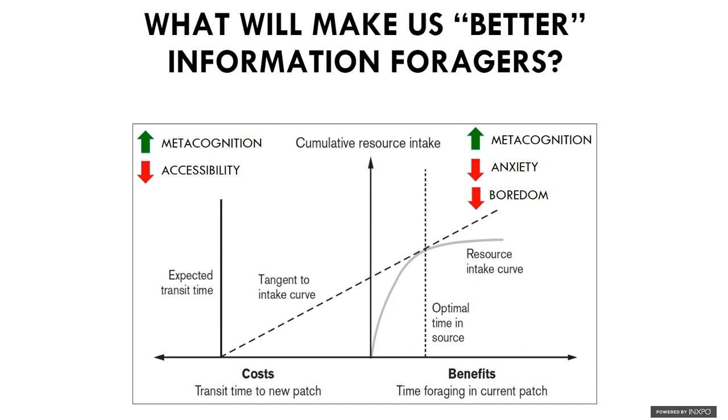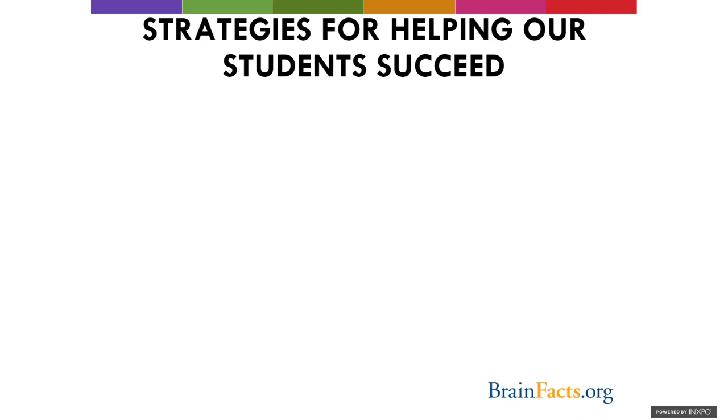So the question is, what will make us better information foragers? So on the transit time to a new patch, deciding how long it will take, we need to increase our metacognition, and we also need to decrease our accessibility of technology. And I'll give you some strategies in a second how to do that. On the right-hand side, for how long we should spend in the same place in our current patch, which you can think of a patch for a student as maybe studying an English lesson. That could be a patch. And in order to keep them there for the optimal amount of time, they need to increase their metacognition and learn to decrease their anxiety and decrease their boredom.